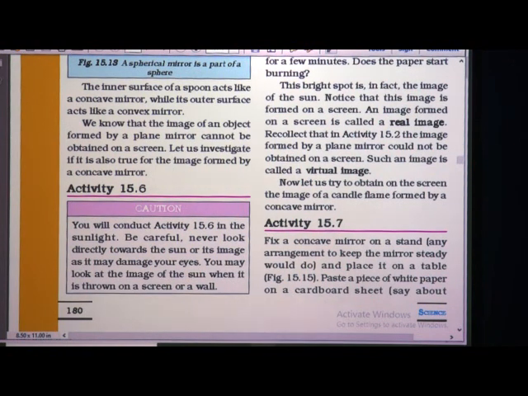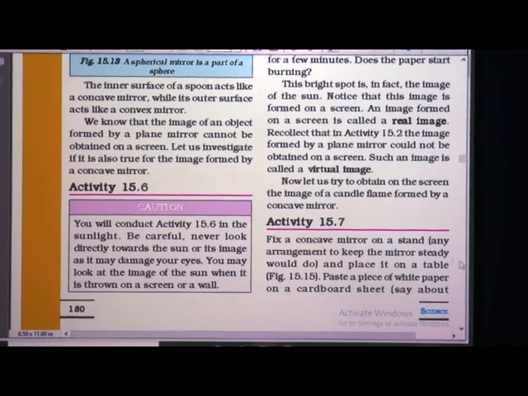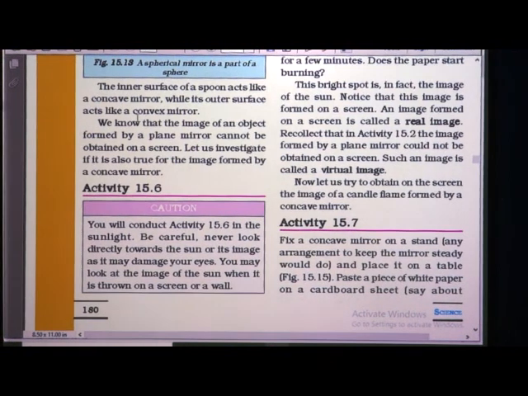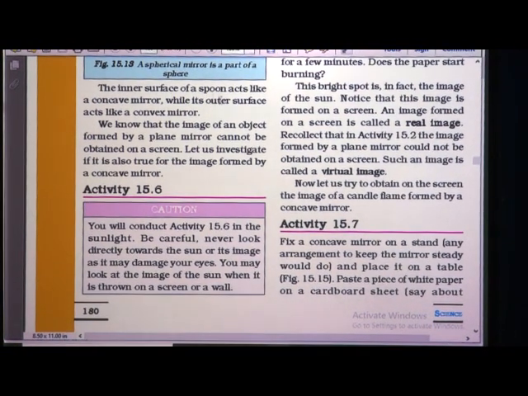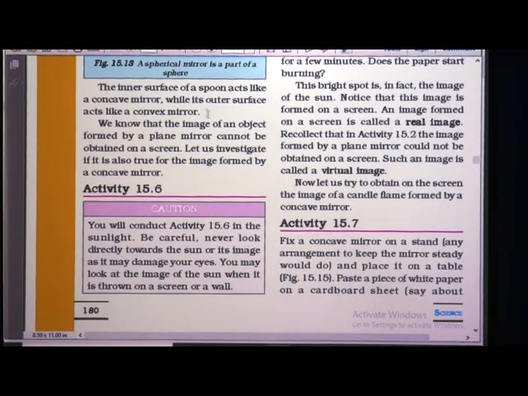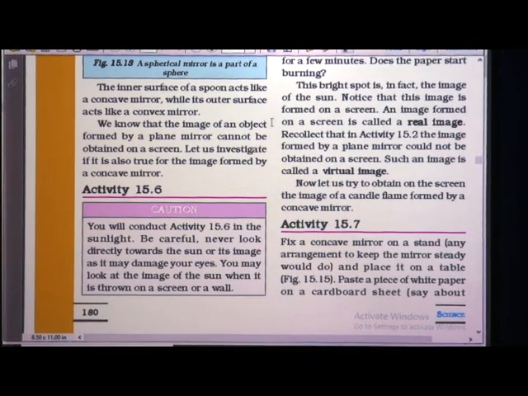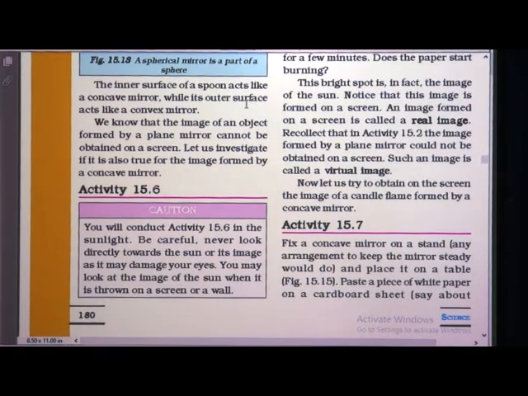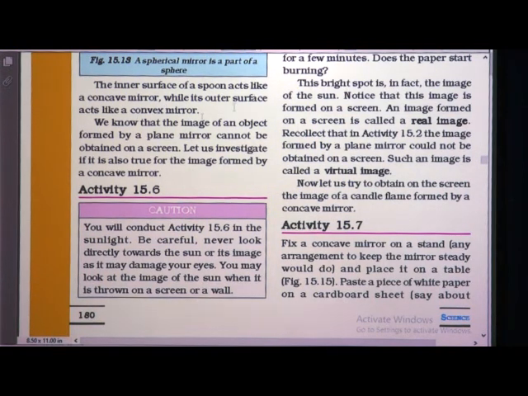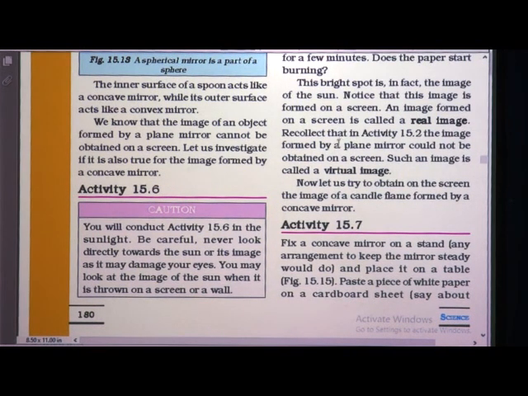So what is meant by convex mirror and where is it used? See the inner surface of a spoon. In your textbook that activity is given: the spoon acts like a concave mirror, while its outer surface acts like a convex mirror. Then we know that the image of an object formed by a plane mirror cannot be obtained on a screen.